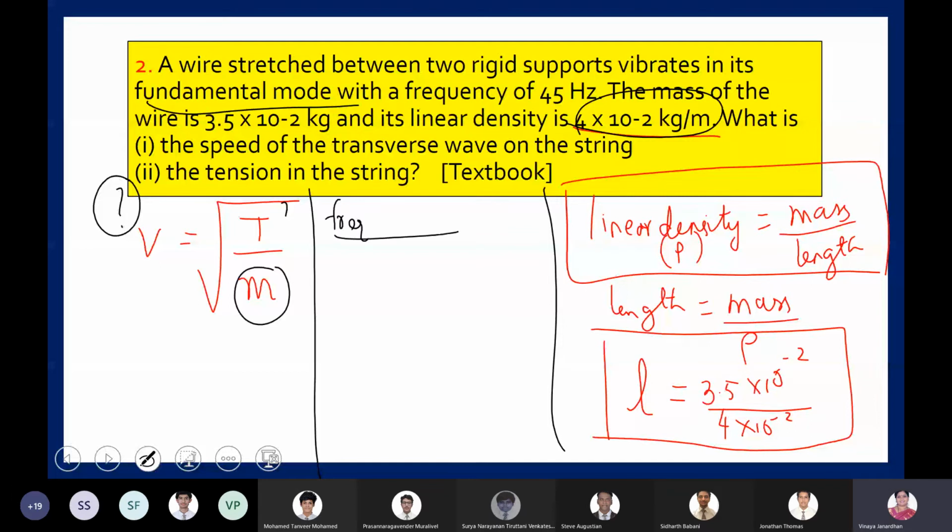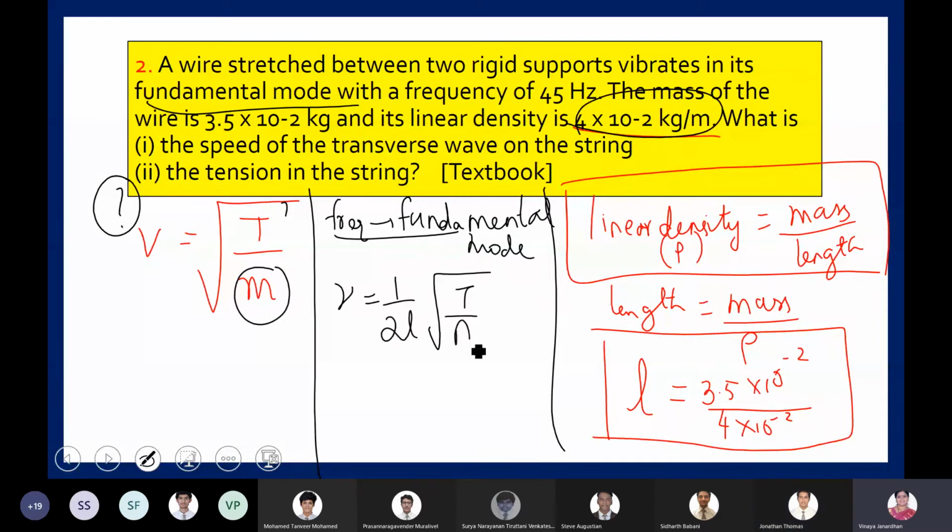Frequency of the wave in fundamental mode. What is the fundamental mode? Nu is equal to 1 by 2L root of T by M. Correct? Ma'am, density is same as M, right? Linear density is mass per unit length. Yes. Okay, ma'am. Only thing is that you have to find the length. This is L.